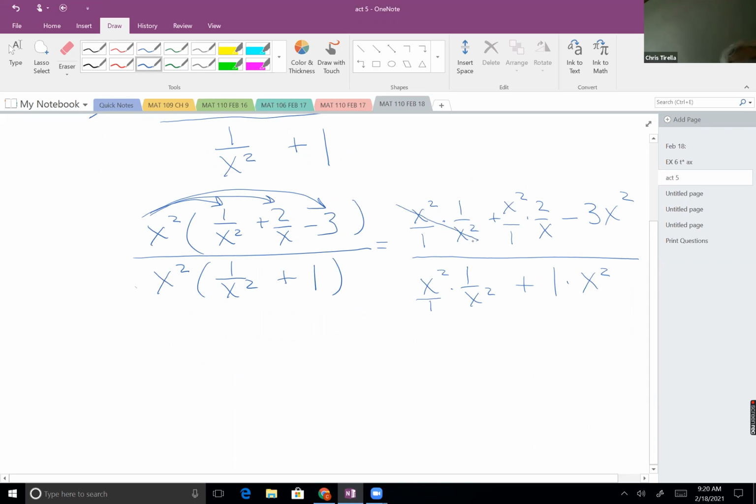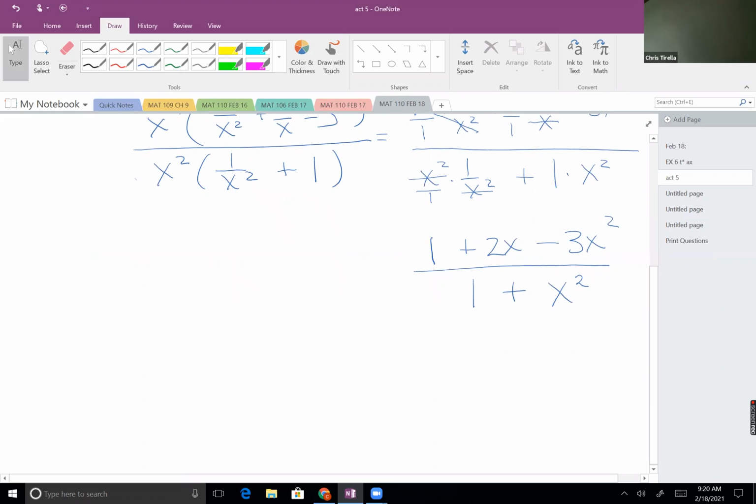notice here the X squareds cancel, and I'm left with 1. Notice here, X can go into X squared, X times, so I'd be left with 2X minus 3X squared. And in the denominator, the X squareds would cancel. I'd be left with 1 plus X squared.